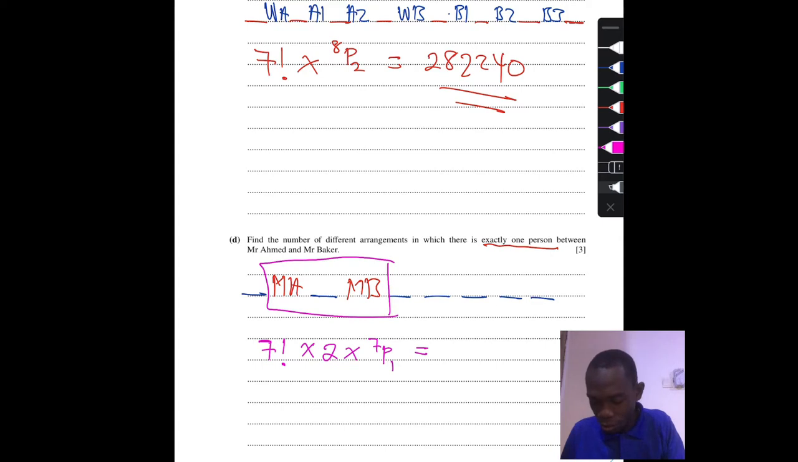So you have 7 factorial times 2 times 7 permutation 1, and that gives us 70560. All right, for your 3 marks.